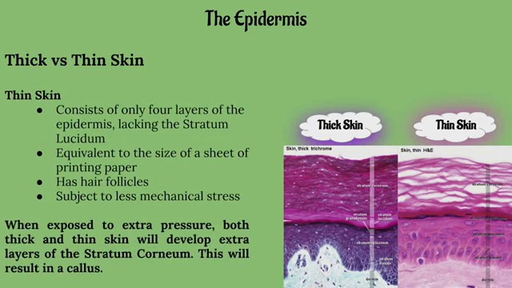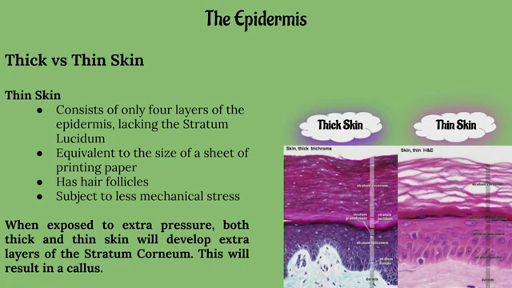Thin skin, on the other hand, does not have all 5 layers of the epidermis because it lacks the stratum lucidum layer. This type of skin is exposed to less mechanical stress and can be compared to the size of a sheet of printing paper. Hair does grow on thin skin and has both sebaceous glands and sweat glands. Now, both thick and thin skin can develop extra layers of the stratum corneum when exposed to too much pressure. This will result in something that we know as a callus.